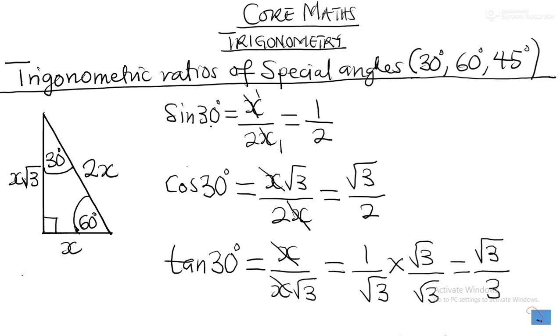Good. So these are the trig ratios for the 30 degree angle from the special right angle triangle. So sine 30 is always half, that is 1 over 2. Cos 30 is always what? Root 3 on 2. And then tan 30 is what? Root 3 on 3. Okay, good. Root 3 on 3.